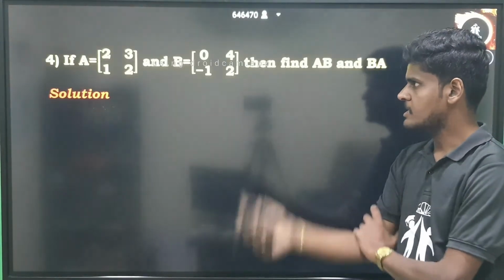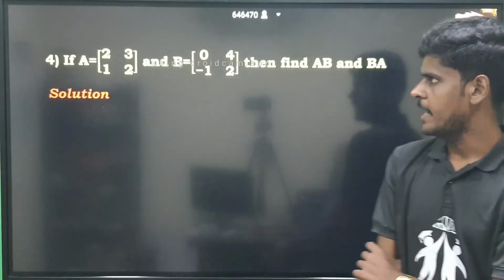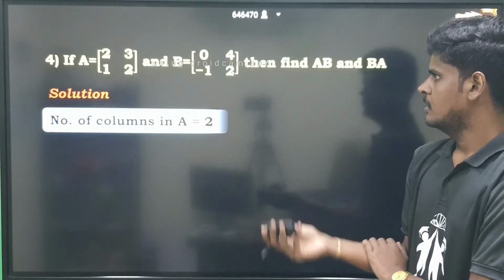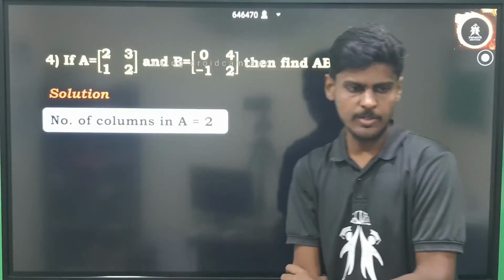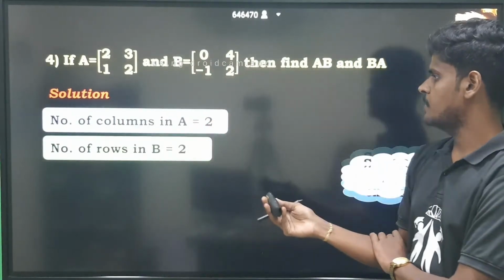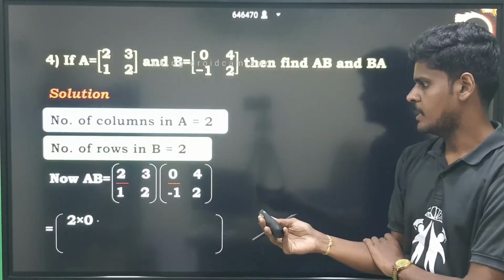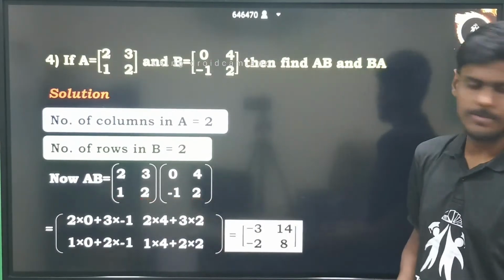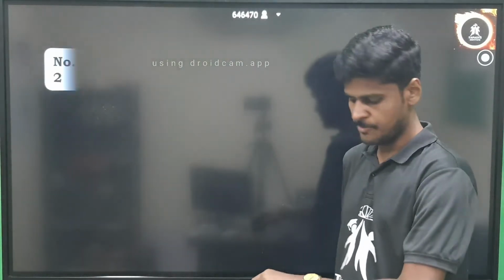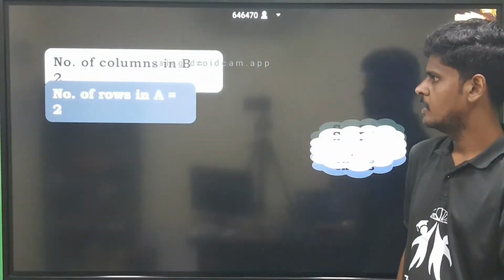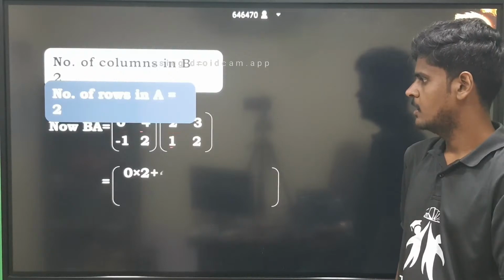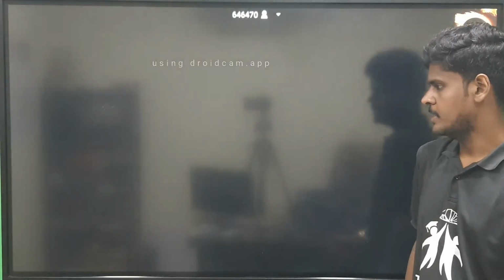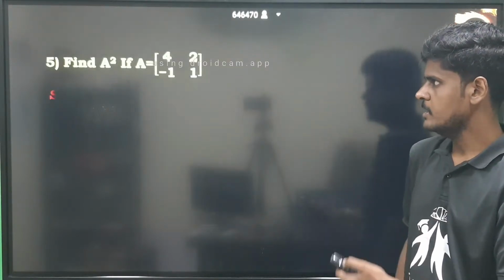A and B matrix is given. Find AB and BA. Again, it is same as previous question. Both matrices have order 2 by 2. So multiplication is possible both ways, and just find the order. Multiply and write this. You can take this type of questions as homework. You can solve by yourself. AB and BA matrix.